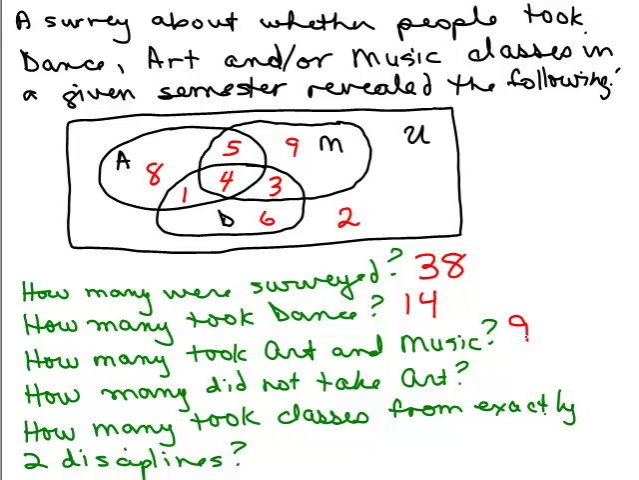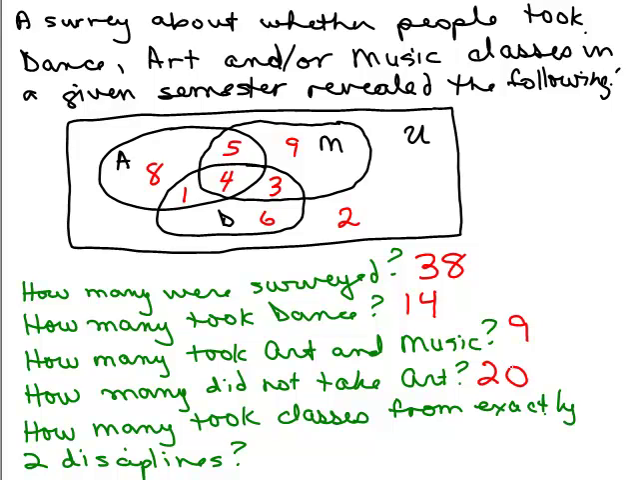Fourth question. How many did not take art? So now if we concentrate on the art circle here, right, the set of people who took art, we don't want anybody in there. We want everybody outside that set. So we're looking at the numbers outside of art. That's really like the complement of art. And we've got these 4 numbers, 9, 3, 6, and 2. So what's that add up to? That adds up to 20, I believe. 9, 3, 6, and 2. So it's 20.